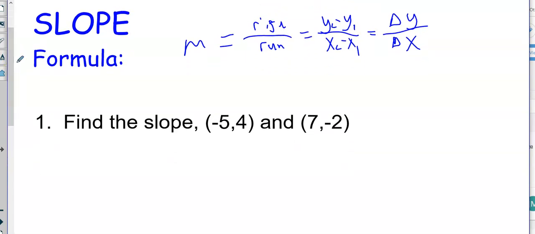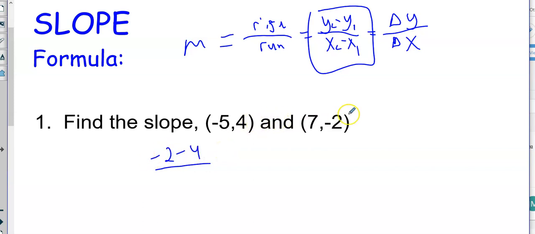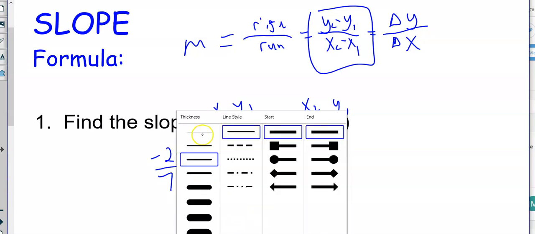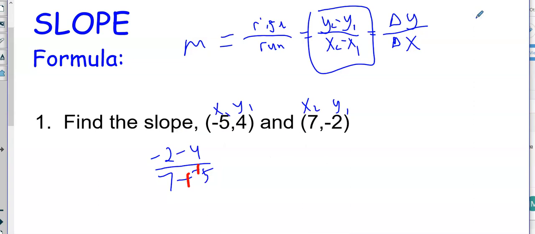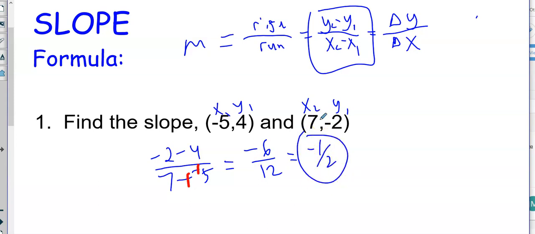So it's a good idea to stop it and plug in the slope formula, which is this, into the problem. You choose which one is your first point and your second point. So I'm just going to do this. So that'll be -2 minus 4. That's y2 minus y1. This would be x2 and x1. So 7 minus -5, which is like boom, boom, plus a positive there. So I get -6 divided by 12, which is -1/2. So the slope of this equation is -1/2.